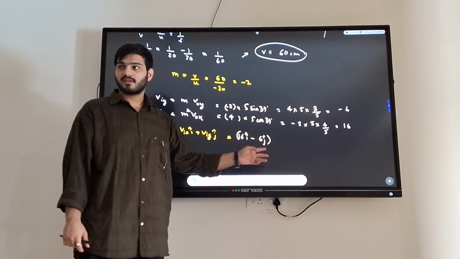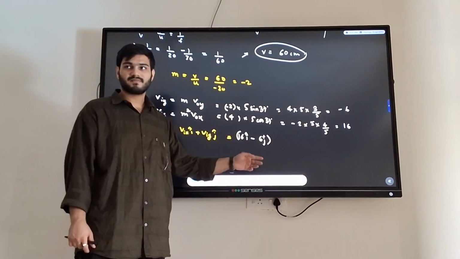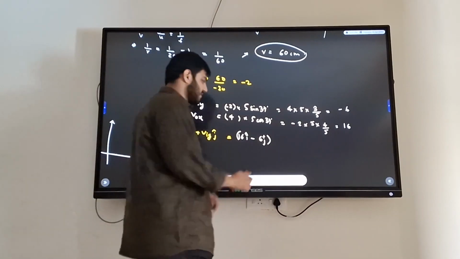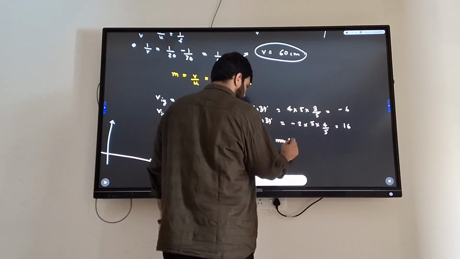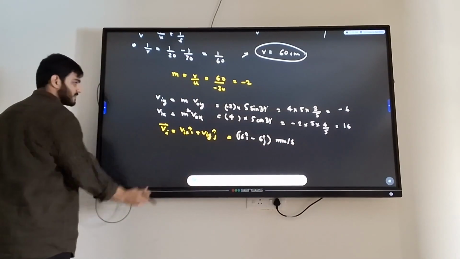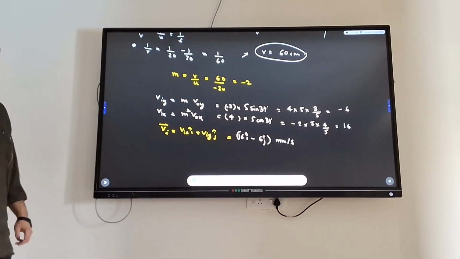Anything else? Take the 90. I should mention the units. Without that, it's completely useless. Millimeter per second. Anyways, I think this was asked in the question: the image velocity vector and image position.